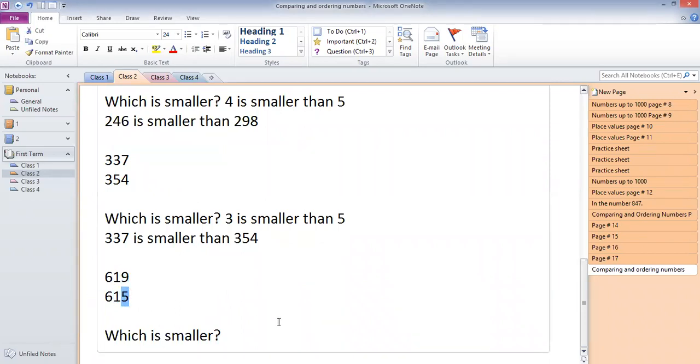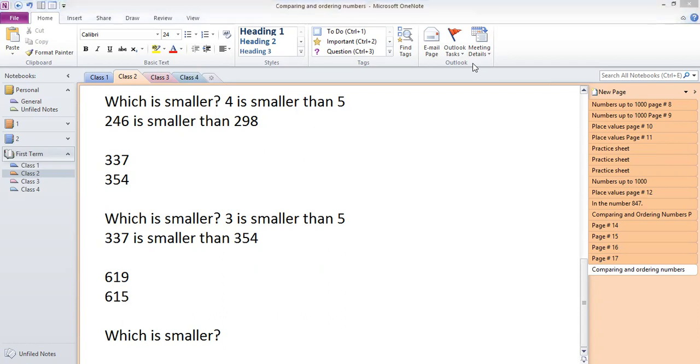9 and 5. So guys, whenever the 100 values are same, you will compare the tens. If the tens values are also same, then you will compare the ones. So 6, 6, hundreds are same, 1, 1, tens are same. Now you will compare ones. 9 and 5. So which is smaller, guys? 9 is smaller or 5 is smaller?